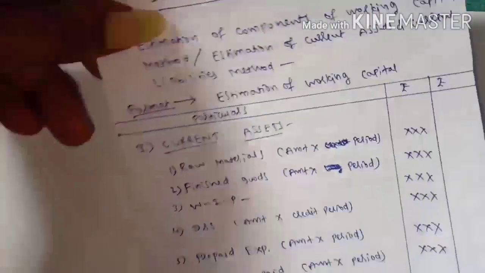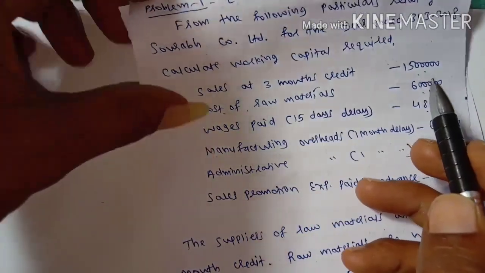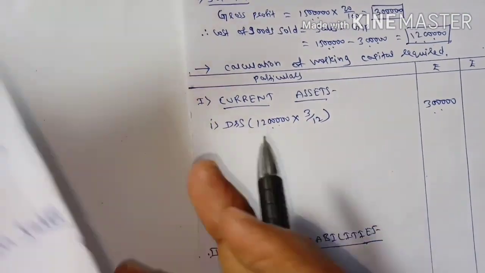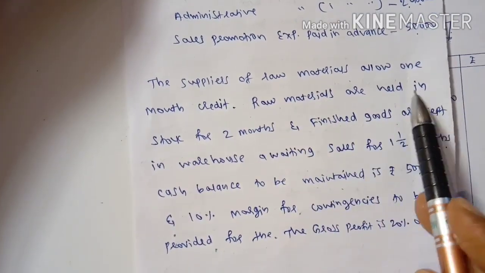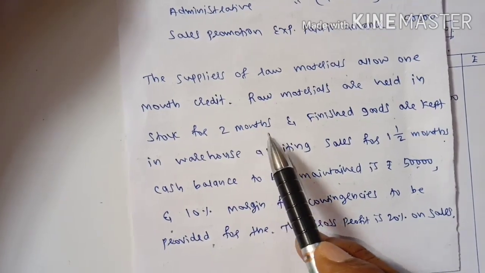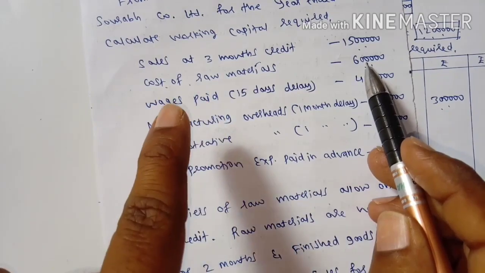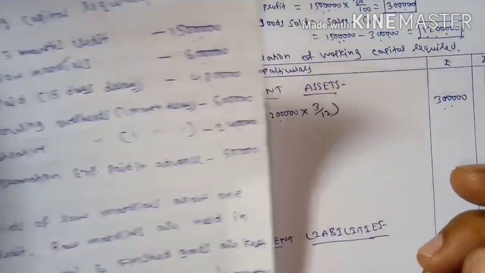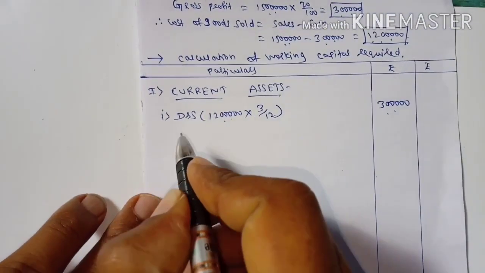Next, cost of raw materials 6 lakh. Okay. So here they have mentioned about raw materials. Raw materials are held in stock for 2 months. Whatever raw materials are purchased of 6 lakh, these raw materials are kept in stock for 2 months. So up to 2 months they are our current asset. So I will write it over here.